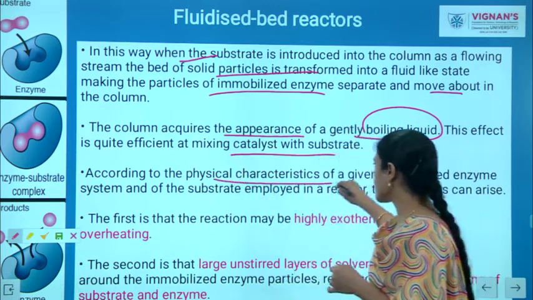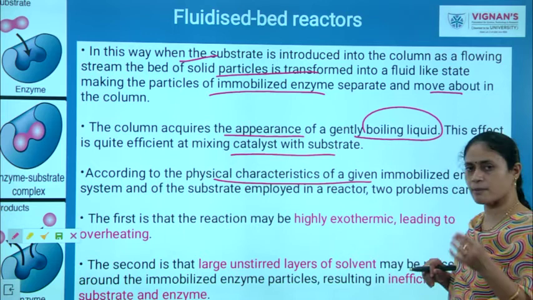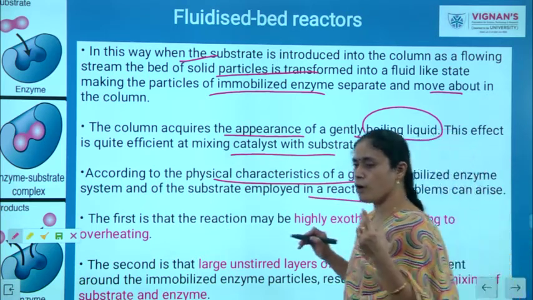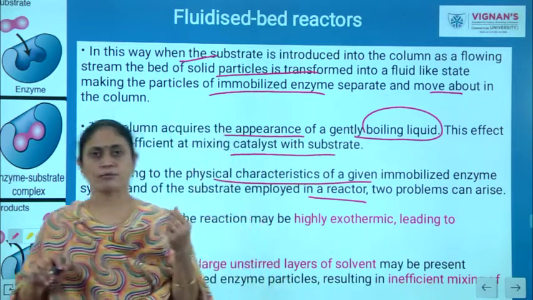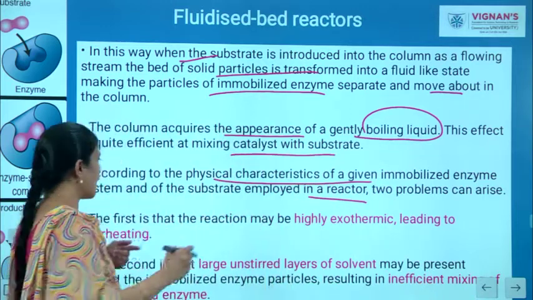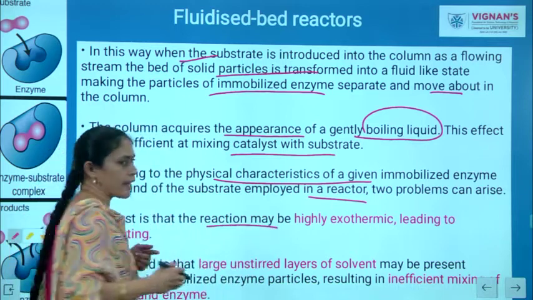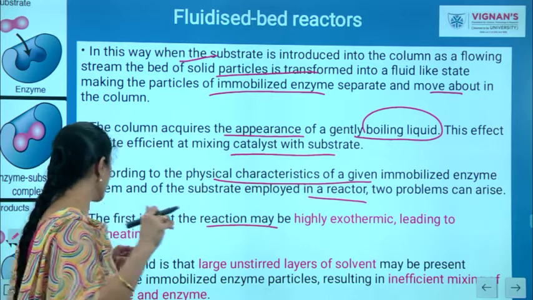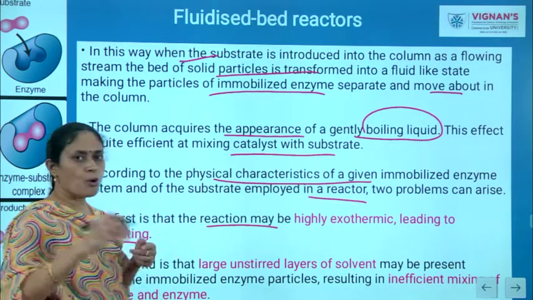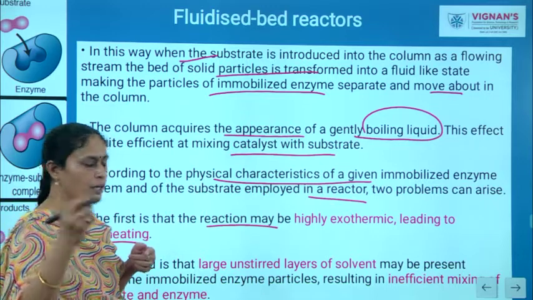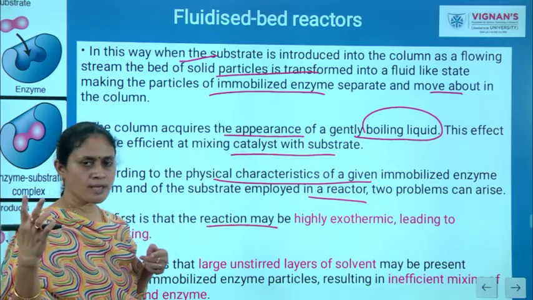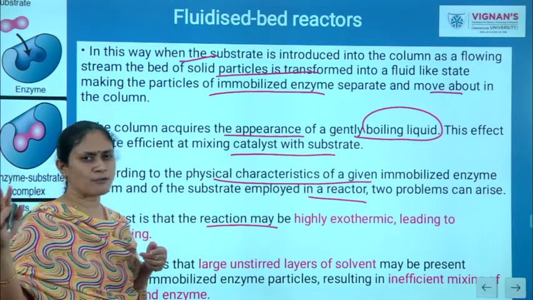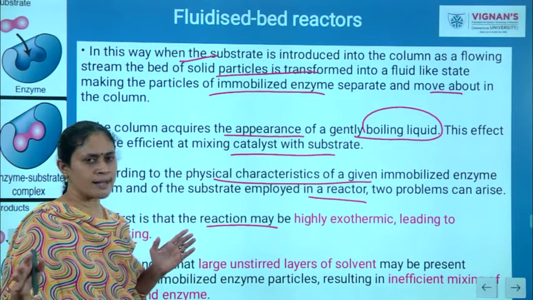According to the physical characteristics of the given immobilized enzyme system and the substrate employed in the reactor, there might be the possibility of two problems. The first problem is, as the reaction taking place inside the reactor is exothermic, there may be an increase in temperature and a possibility of overheating within your reactor. And the second problem is that the solvent may sometimes form a layer around the immobilized enzyme.